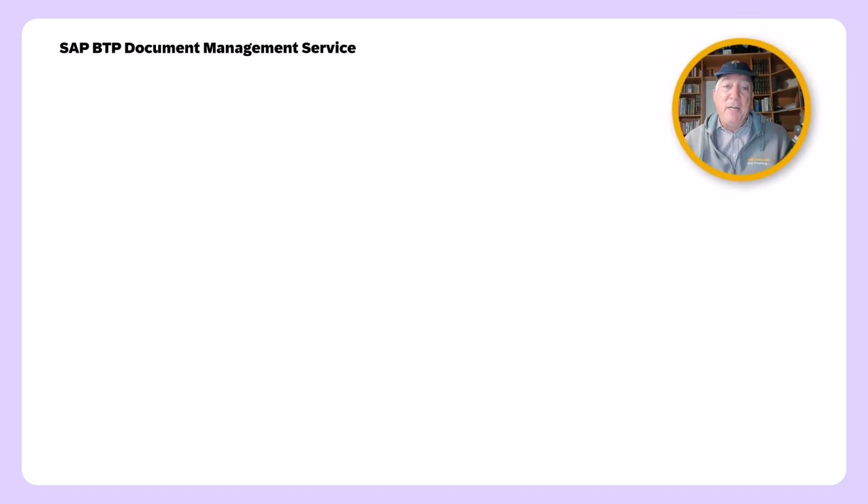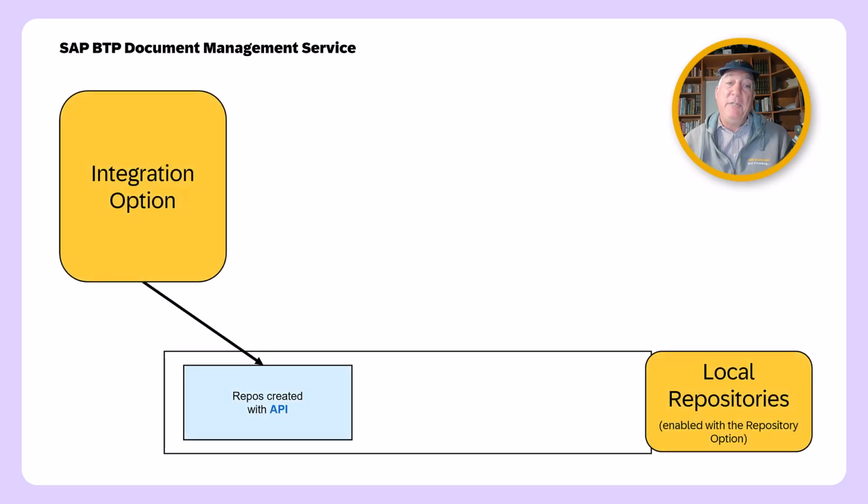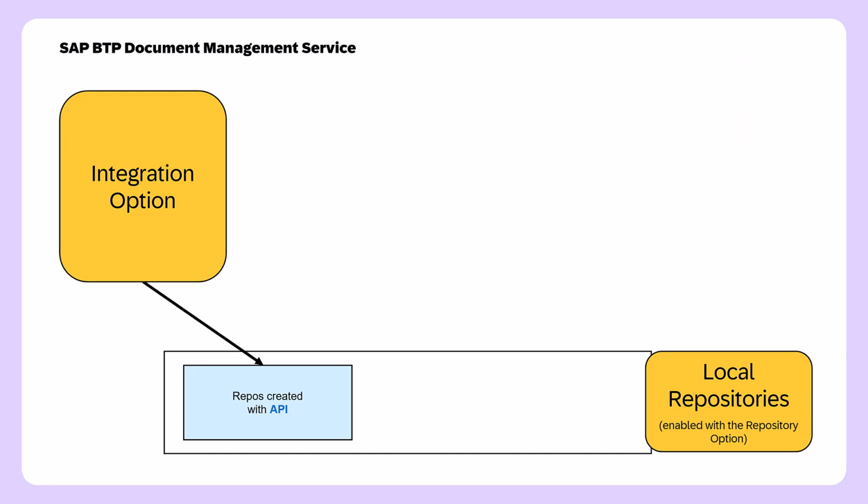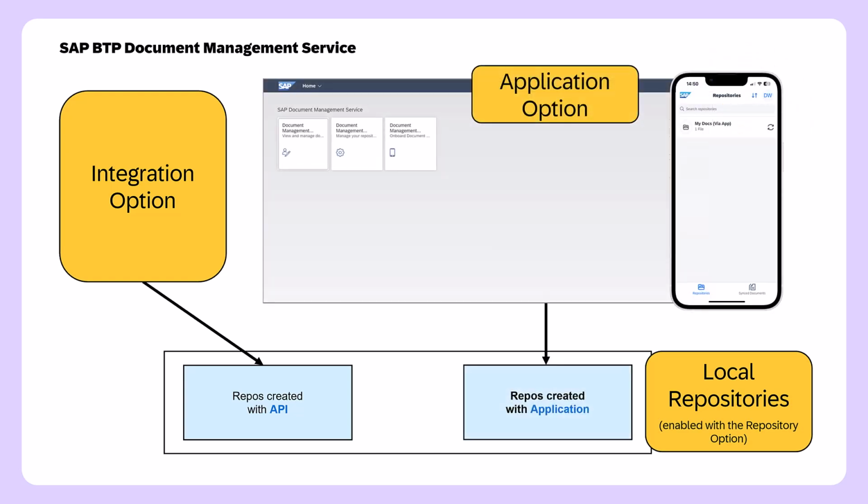In the last video, we introduced the SAP BTP Document Management Service, and specifically the integration option, which is a set of APIs that lets us access a document repository. Now, we also installed the repository option, so therefore we could also create a repository from the integration option and through an API. This time, we want to introduce the application option, which is a GUI that lets us do pretty much the same thing.